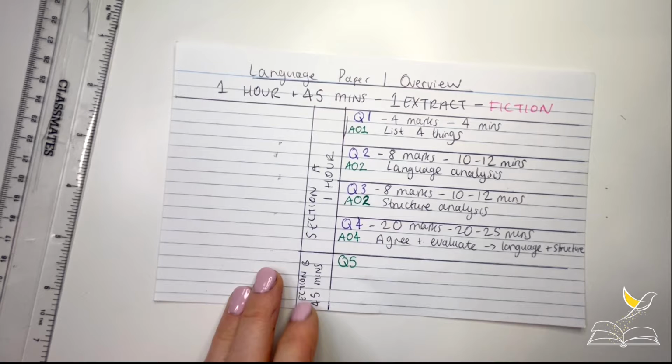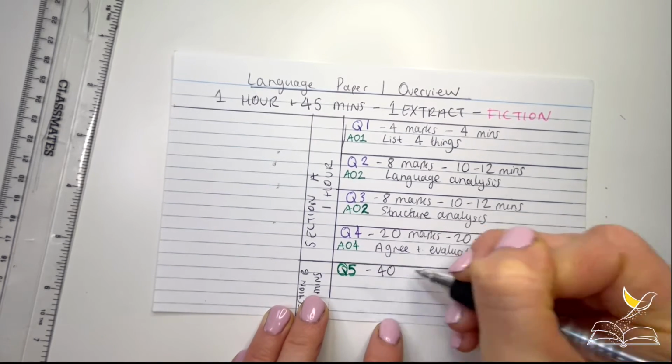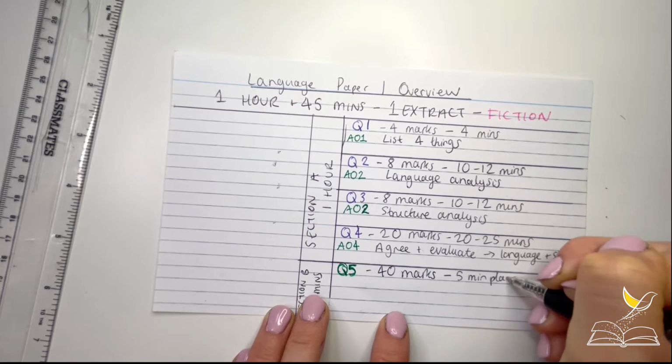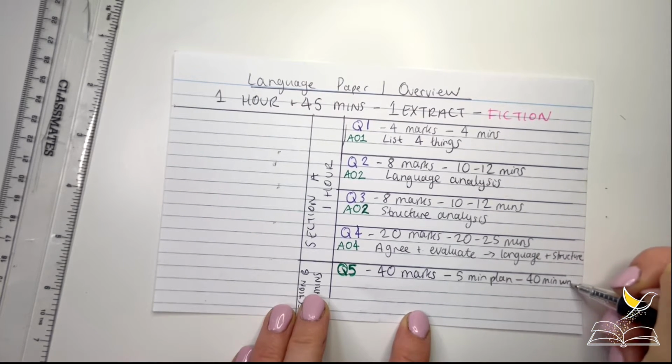So remember, it goes list 4 things, language analysis, structure analysis, and then question 4, you analyse language and structure, where you agree with a statement and evaluate a section of the insert. It might seem complicated now, but it will make sense when you start to tackle the questions.